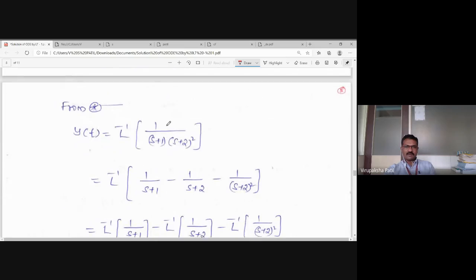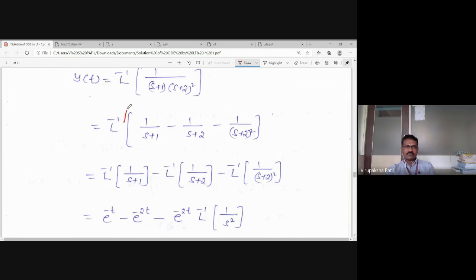Now therefore L inverse of 1 divided by s plus 1 into s plus 2 whole square becomes L inverse of 1 divided by s plus 1 minus 1 divided by s plus 2 minus 1 divided by s plus 2 whole square. So this is a linear operator. Operating term by term, you will get L inverse of 1 divided by s plus 1 minus L inverse of 1 divided by s plus 2 minus L inverse of 1 divided by s plus 2 whole square.